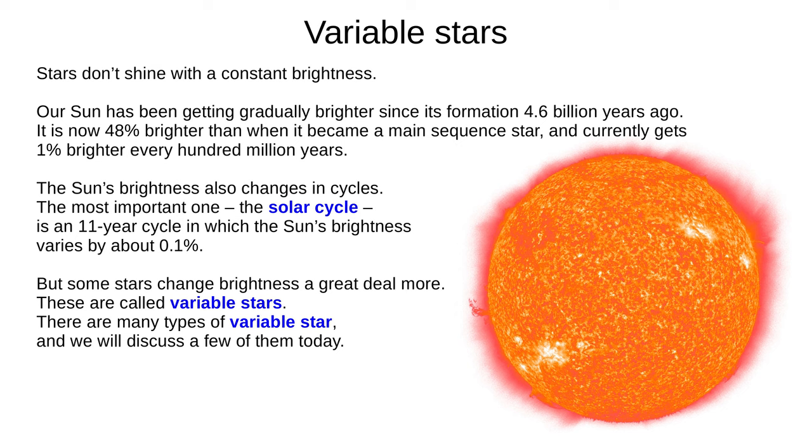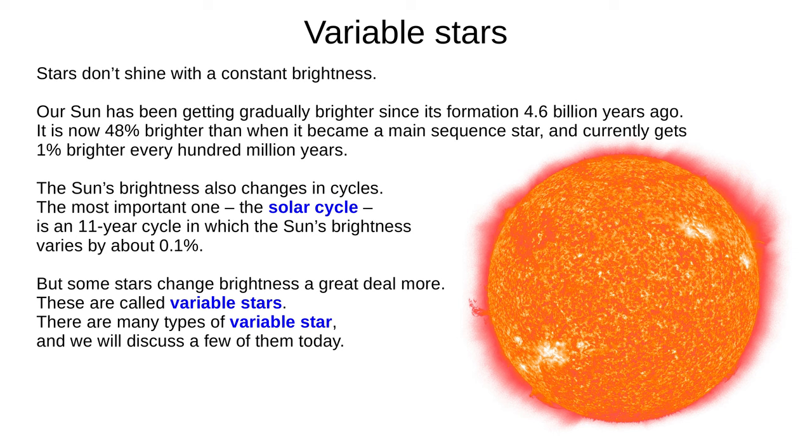All stars vary in brightness over time. The Sun has been getting gradually brighter. It's now 48% brighter than when it entered the main sequence 4.6 billion years ago, and is increasing in brightness by about 1% every 100 million years. The Sun's brightness also varies in regular cycles. The most important, called the solar cycle, is an 11-year cycle in which the Sun's brightness varies by about 0.1%. See The Sun Part 1 for more on this.